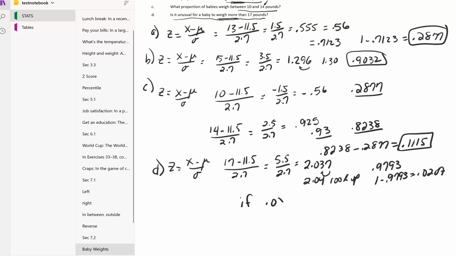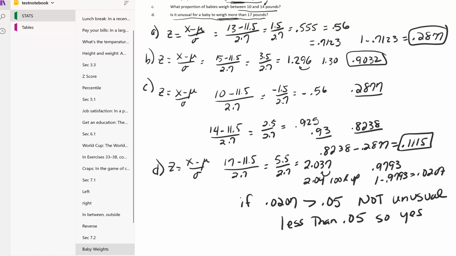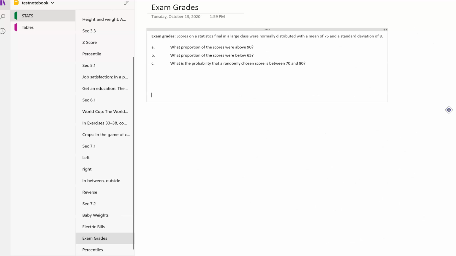And the conclusion is, if 0.0207 is greater than the 0.05, not unusual. But it's less than, so yes, it's unusual. So this is a yes. So you compare your answer with 0.05. If it's less than the 0.05, it's unusual.